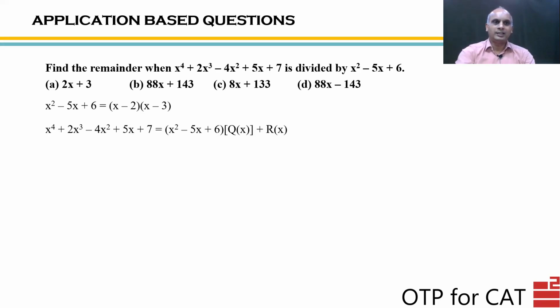And then we can say that the given polynomial is equal to divisor into quotient plus remainder. Please understand here the divisor is of degree 2. So what is the degree of the remainder? The degree of the remainder, as we have seen already, will be less than the degree of the divisor. So its degree will be less than 2, and the maximum degree of the remainder will be 1. So my general remainder in this case will be like ax plus b.